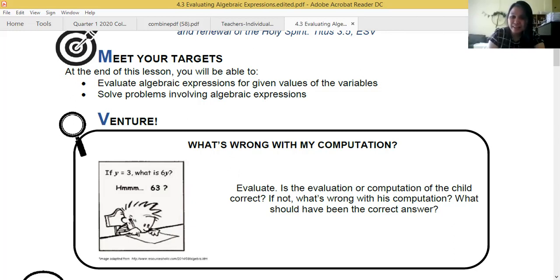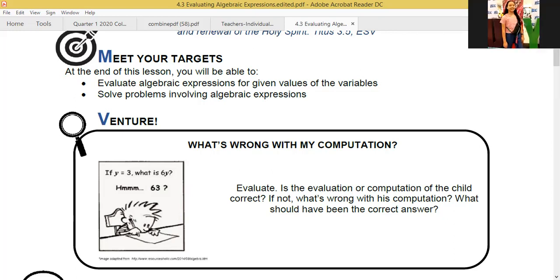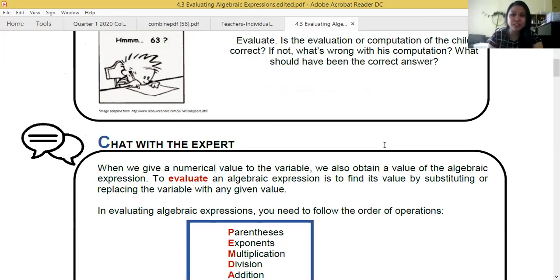Now, yes, Daniel, what do you think? Is the answer 63? Hindi ko po alam. Oh, you don't know. So, at the end of this class, you'll be going to answer the same question. Now, let's go to evaluation.